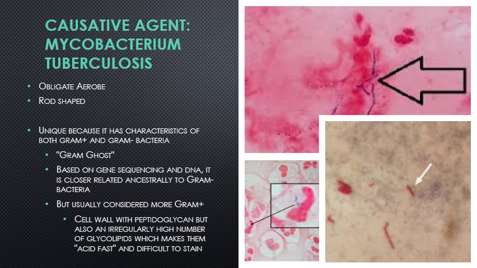So it's often termed a gram ghost, as it's difficult to be seen with some staining because it has an irregular form of cell wall. The cell wall has peptidoglycan, but it also has an irregularly high number of glycolipids, which makes them acid fast, meaning that they're difficult to stain. Based solely on gene sequencing and DNA, it's closely related ancestrally to being gram-negative derived, but typically it's considered more gram-positive due to that structure of the cell wall.